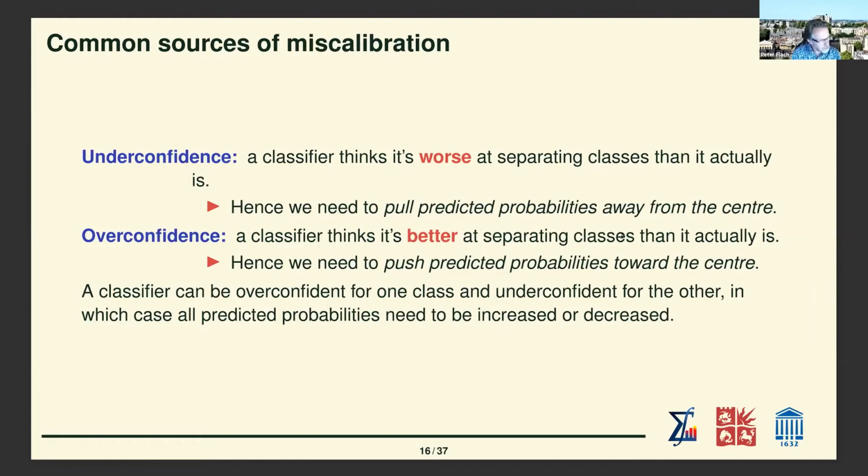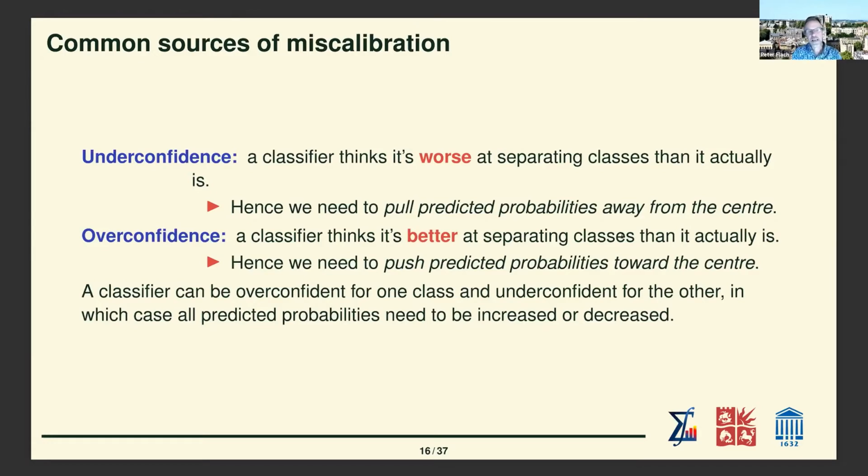The most well-known ones are underconfidence and overconfidence. Underconfidence: a classifier thinks it's worse at separating classes than it actually is. So in the binary case, that means we want to pull predicted probabilities away from the center. For example, for many negatives the classifier may predict 0.4, and for many positives it may predict 0.6. So that's clearly underconfident. We want to pull predicted probabilities away from the center.